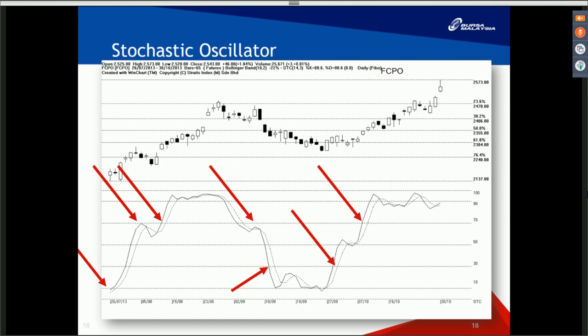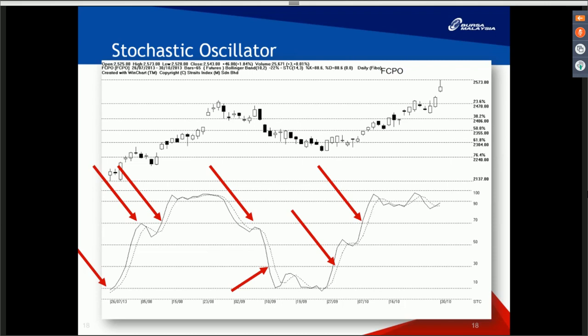I'll show some arrows, where this stochastic fires some signals going up, but stochastic is a very, very short-term indicator. So if it fires a short-term buy signal or short-term bullish signal, it's maybe good for 3 to 5 days. So you have to bear in mind that stochastic is meant for the short term. But of course, any long-term trend starts with a short-term trend, right? So it could also spot the beginning of the long-term trend.